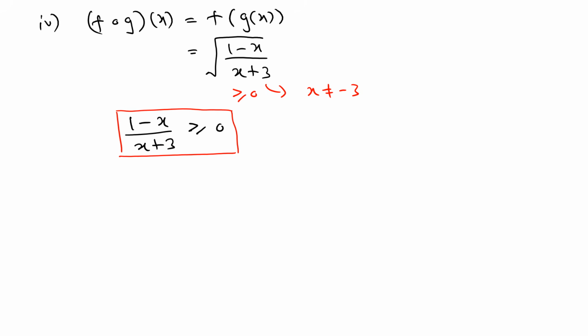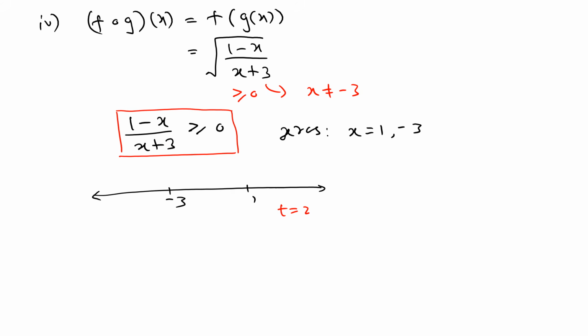We're going to find the zeros. So the zeros are x equals 1 and negative 3. We're going to put them on a number line, so we have negative 3 and 1. We're going to pick a test point. You can pick 2. If you plug in 2, you see it's a negative over a positive, so it's negative. If we plug in 0, you get a positive sign. And if we plug in negative 4, you get a negative sign. Also, because all the zeros have odd multiplicity, there should be a sign change.